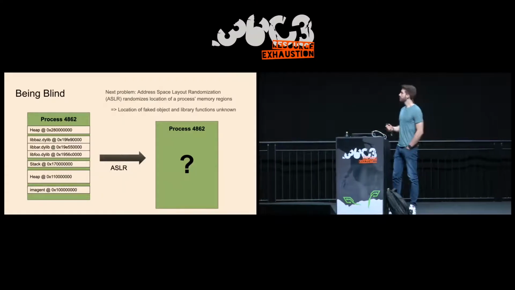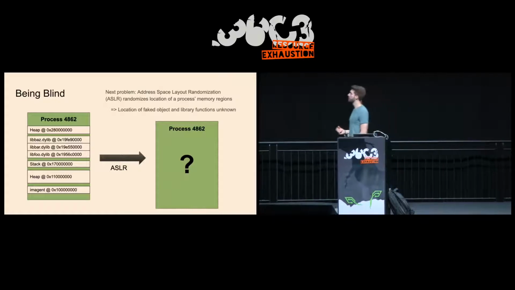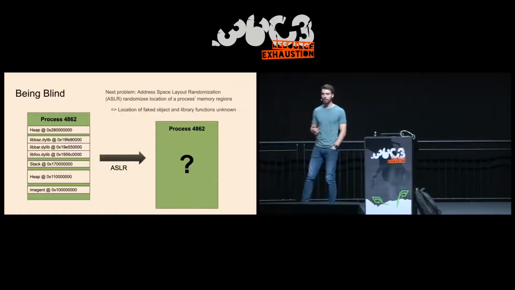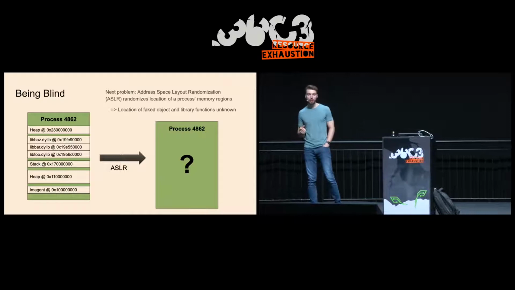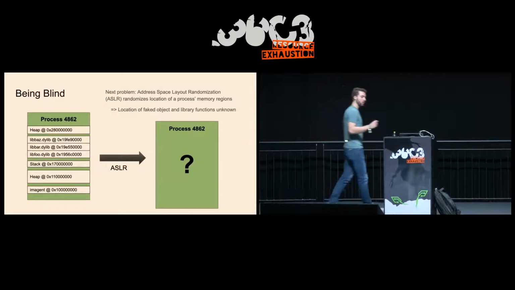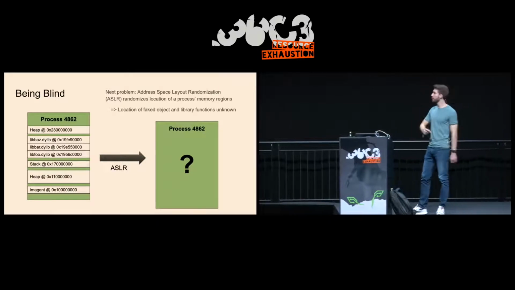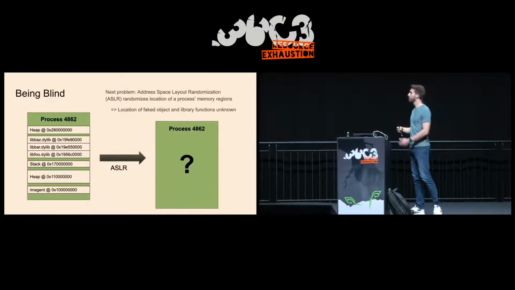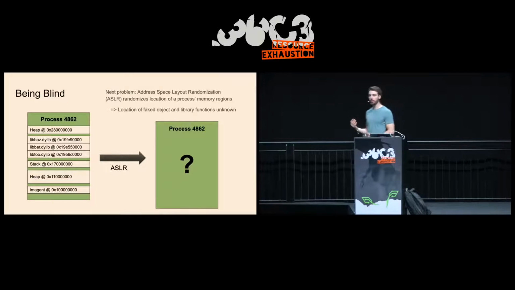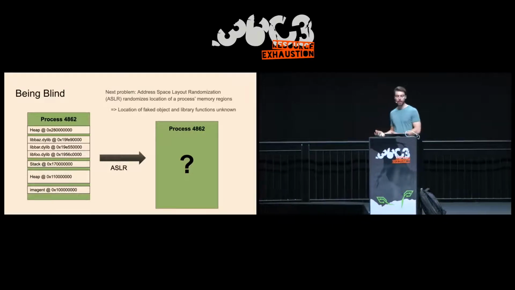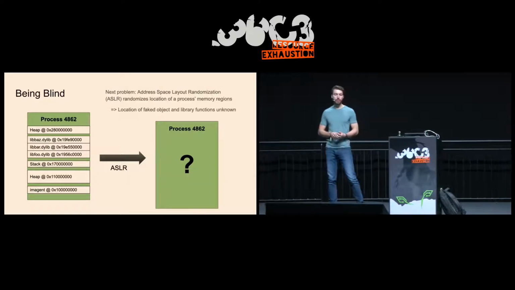Right, and this is exactly the problem we're going to face now, because there's something called ASLR, Address Space Layout Randomization. And what it does is it randomizes the entire address space. So on the left side, you can see what the virtual memory of a process looks like before ASLR. And there, everything is always mapped at the same address.